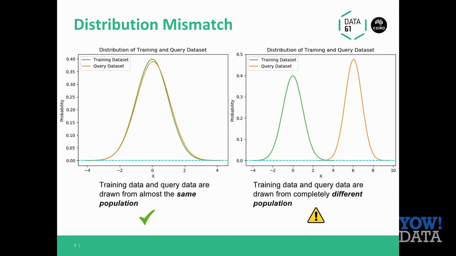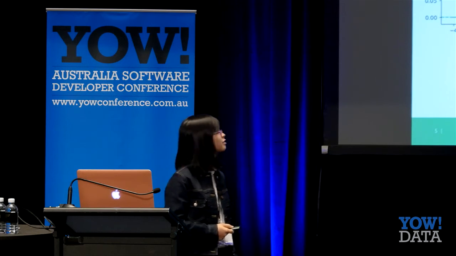Look at the left-hand side. The green line shows the density of the training dataset, and the orange line shows the density of the query set. You can tell from this distribution plot that they come from the same distribution because their densities look almost the same, which is always assumed for supervised learning. Well, on the right-hand side, you can see the densities of training and query are completely different, which means they come from different populations. So we have this assumption violation for supervised learning.